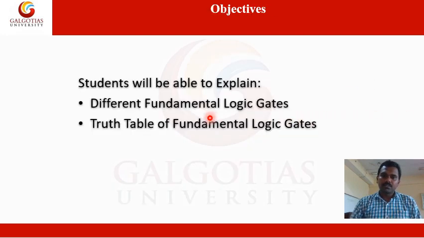The objective of this lecture is to differentiate the fundamental logic gates and their truth tables. So after this lecture you will understand the basic fundamental logic gates and what are their truth tables.